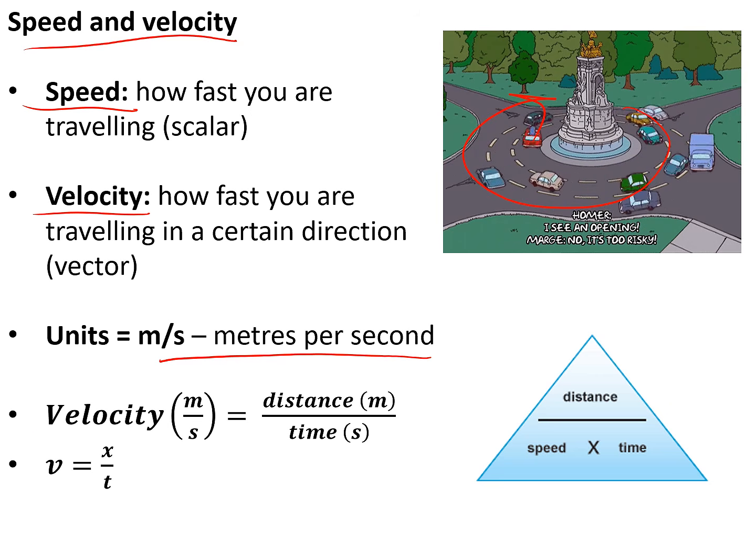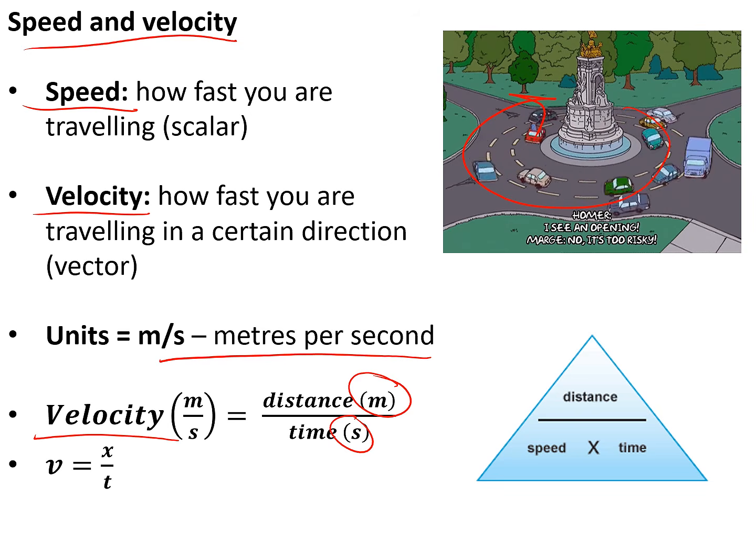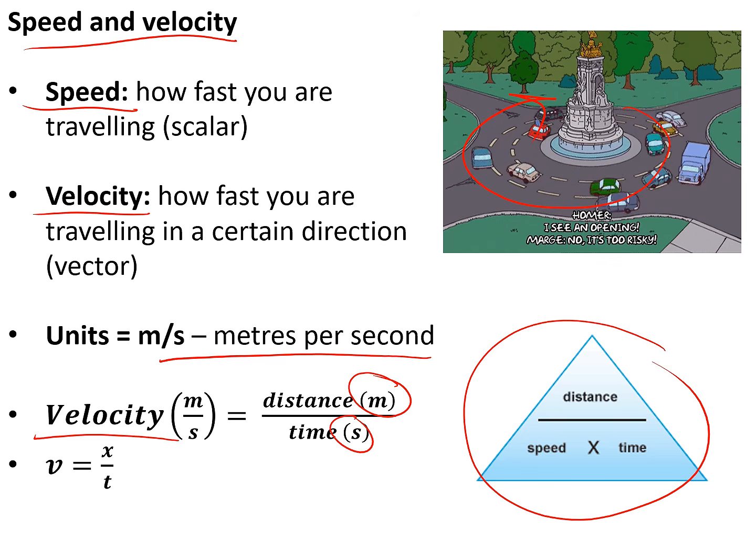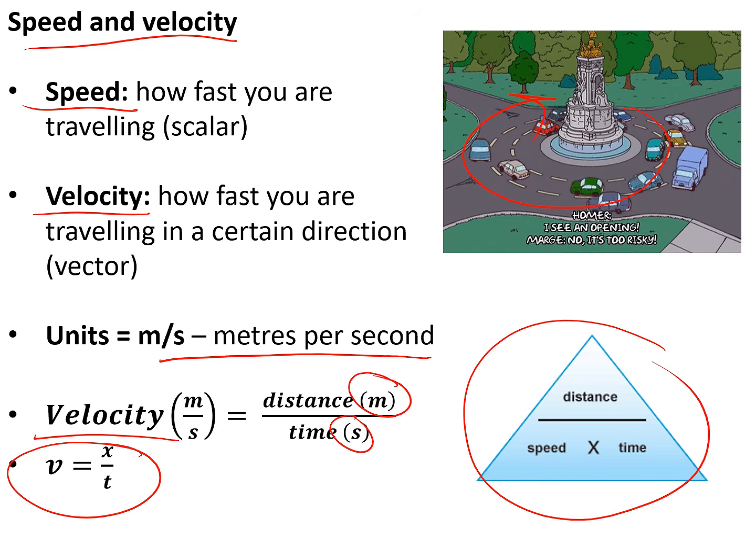You calculate velocity and speed according to this equation. Speed or velocity equals distance divided by time. Make sure your distance is in meters, your time is in seconds. And we've got this equation triangle here, and the symbol version of the equation, v equals x over t.